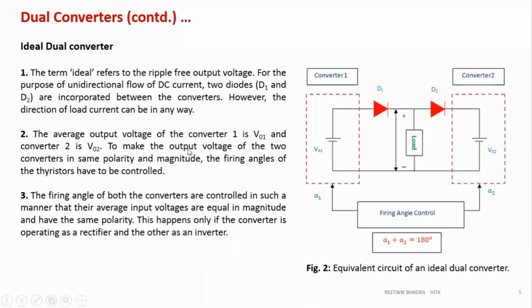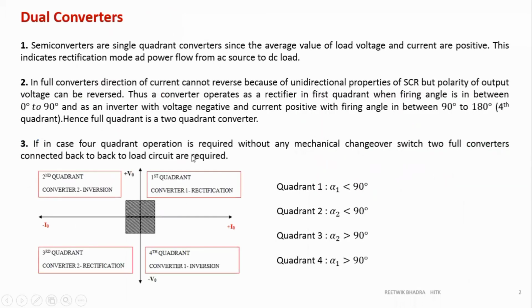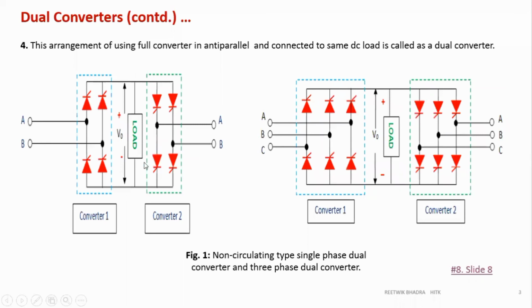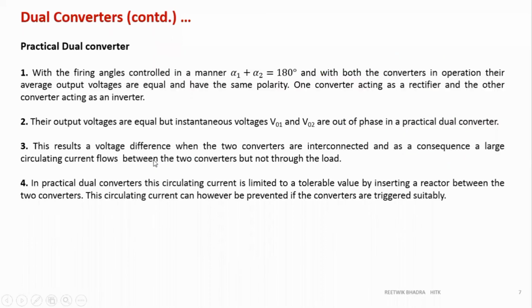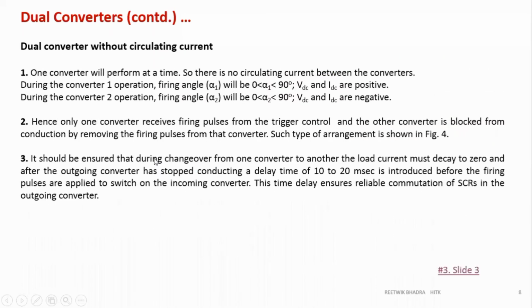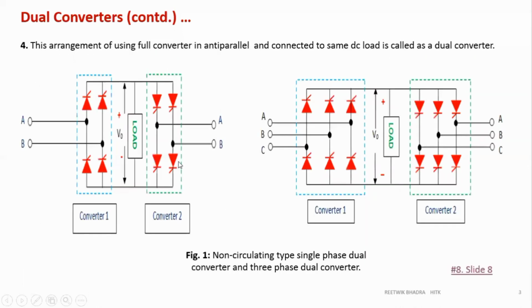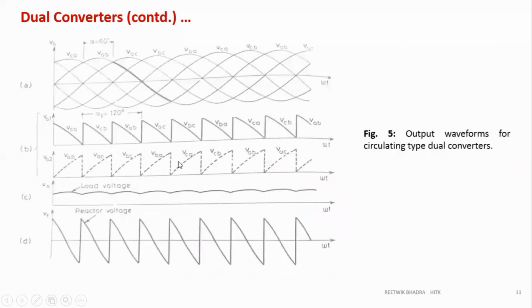What is the function of a dual converter? If I tell you to write about this, you have to write a short introduction, write down these points, and you can draw any one of the diagrams to show a dual converter and write about an ideal dual converter. If you are told to explain what a dual converter is, without circulating current or with circulating current, you can draw any of the circuits over here, either single phase or three phase, and write an explanation about it. I'll not ask this whole thing as one 5 marks question.